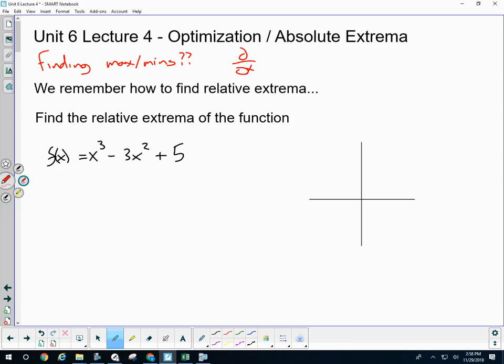Take the derivative, set it equal to 0. Or see when it's undefined. Okay? We've done this before. Unit 4 was all about maxes and mins of things.